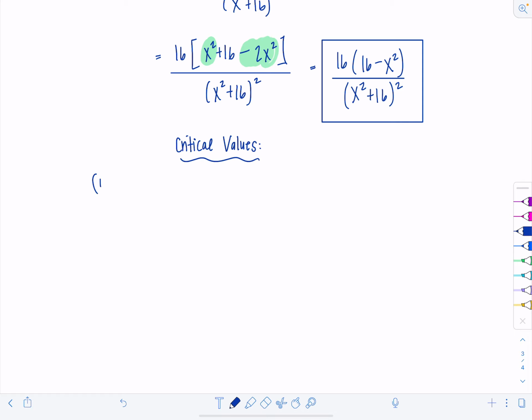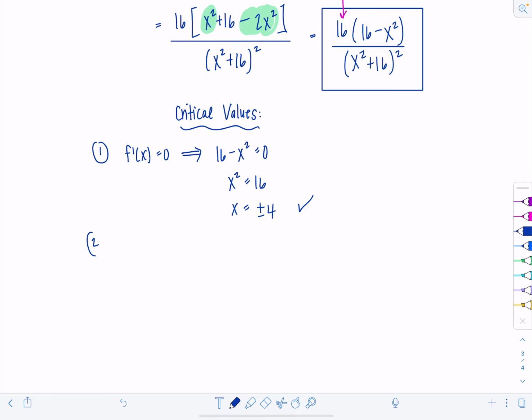So first, where f prime of x equals 0, that implies the numerator is 0. I don't need to pay attention to this 16. That's just a constant. It's not going to give me any critical values. But 16 minus x squared equaling 0 will. That means x squared equals 16, so x would equal plus or minus 4. Those are critical values. Those are within the domain. Remember, the domain's all real numbers, so we are good.